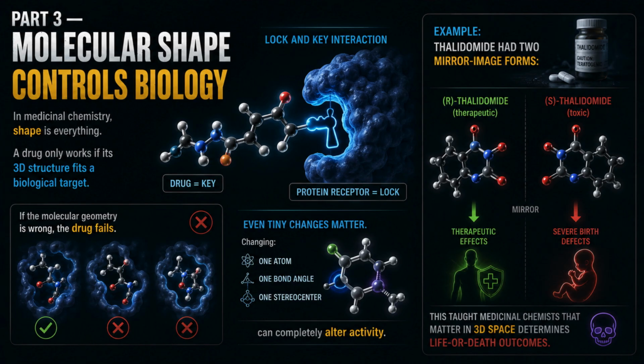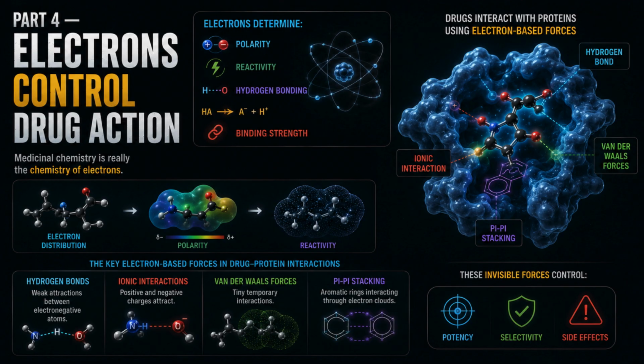A famous example is thalidomide. One mirror image form was therapeutic, while the other caused severe birth defects. Electrons control a drug's polarity, reactivity, acidity, hydrogen bonding, and binding strength.